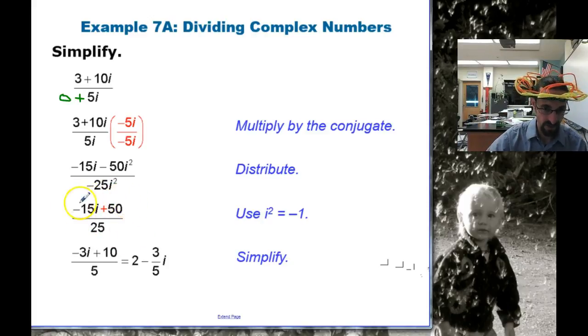And you simplify everything out. Again, 50 divided by 25 is 2, and then 15 divided by 25 is 3/5 i.